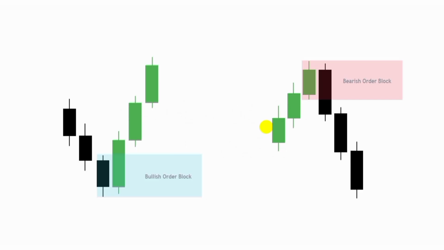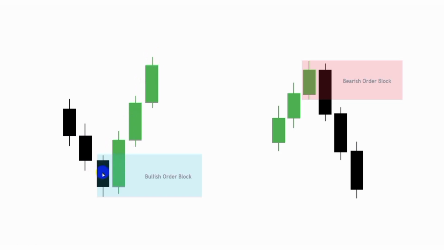You wait for the price to come back to that order block, then you actually take your trade. So we have the bullish order block and then we have the bearish order block. The bullish order block is the last sell candle before the bullish impulsive leg move. So what is it? The last sell candle before the bullish impulsive move.